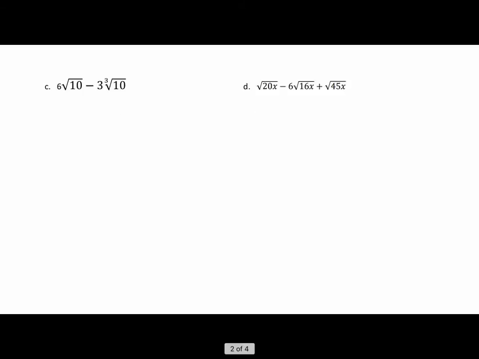Example C, 6 root 10 minus 3 cubed root 10. So there's subtraction of two separate terms here. And I can't simplify the radicals, so do they have the same index? No. These are not like radicals. They don't have the same index. Even though they have the same radicand, it doesn't matter. It has to be both the same. So that means that I cannot add these together. They stay separate as they are, and that's the final answer.